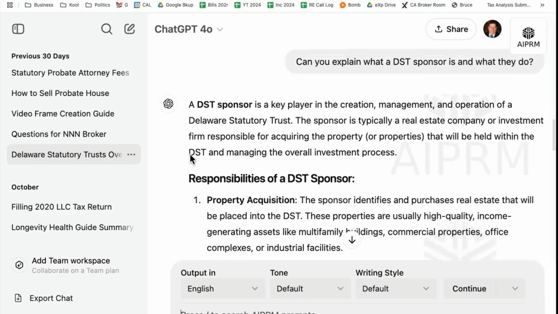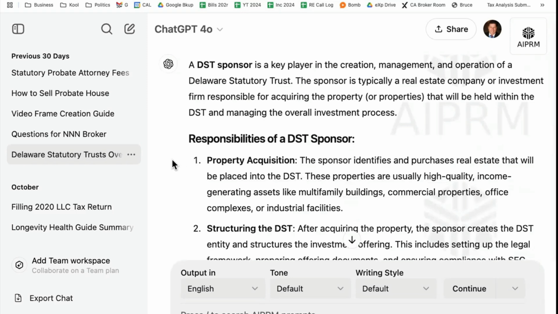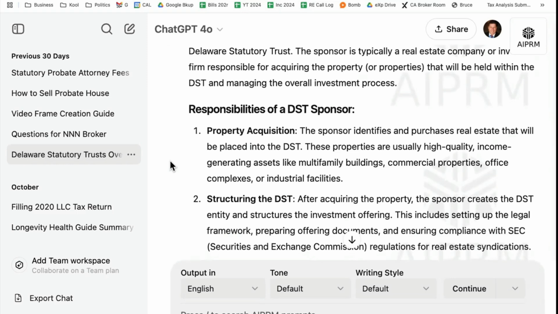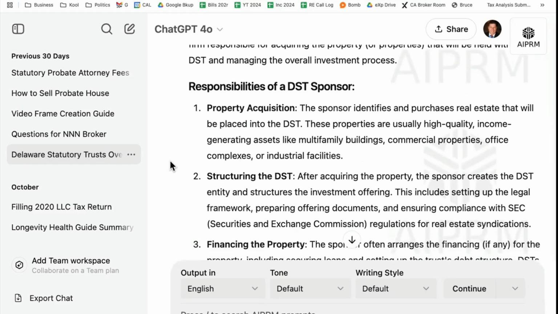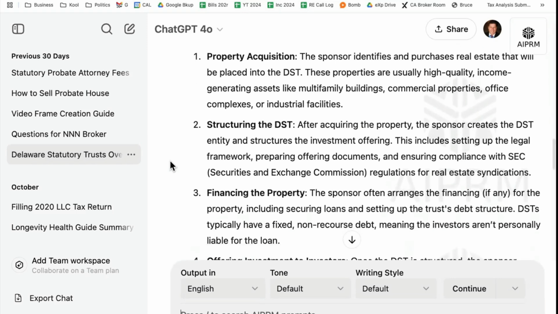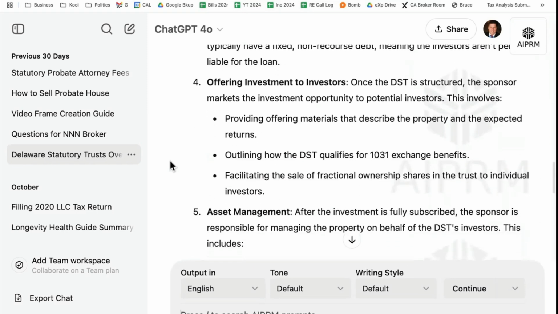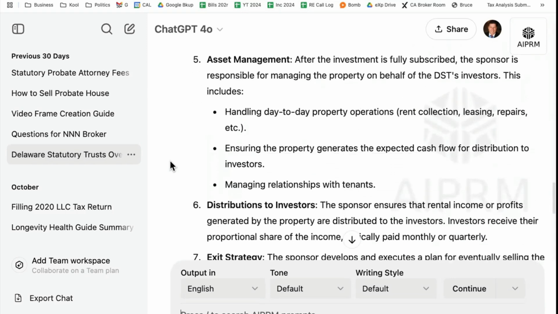Can you explain what a DST sponsor is? A DST sponsor is a key player in the creation, management, and operation of a Delaware statutory trust. The sponsor is typically a real estate company or investment firm responsible for acquiring the property to be held and managing the process for the investors. The responsibilities of a sponsor: property acquisition, structuring the DST, financing the property, and offering investment to investors. They also do asset management.